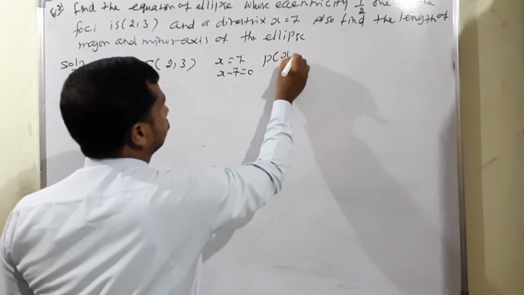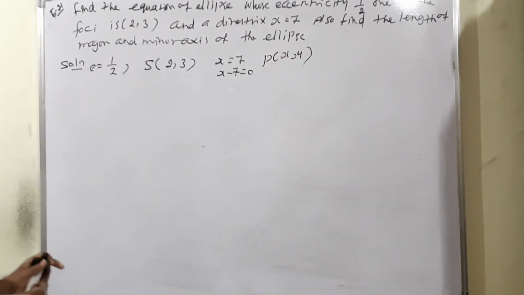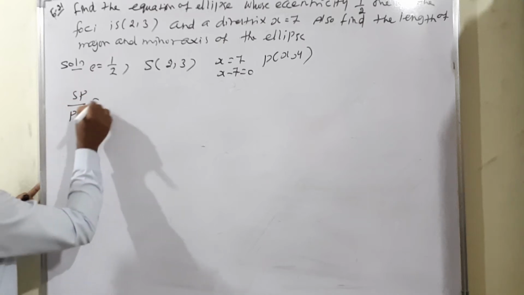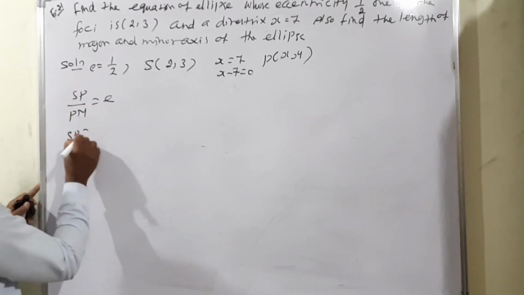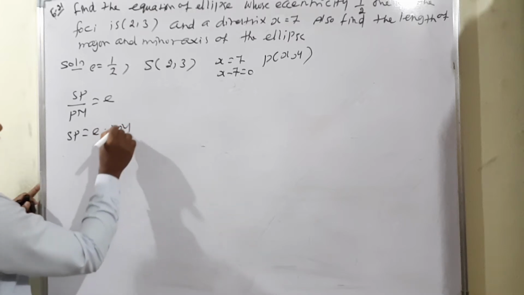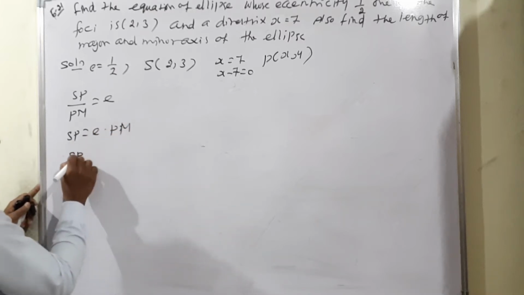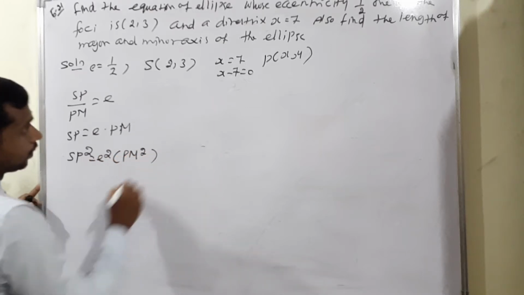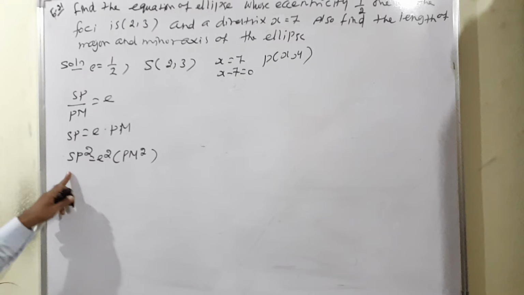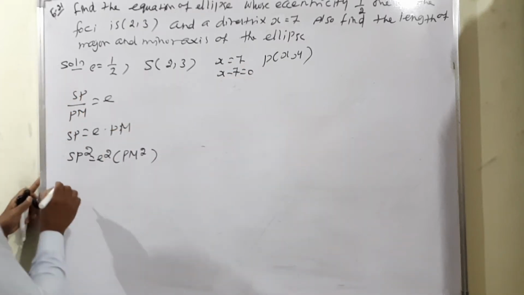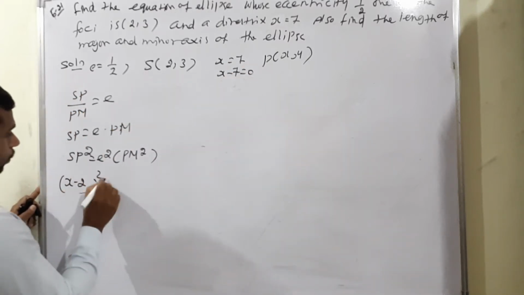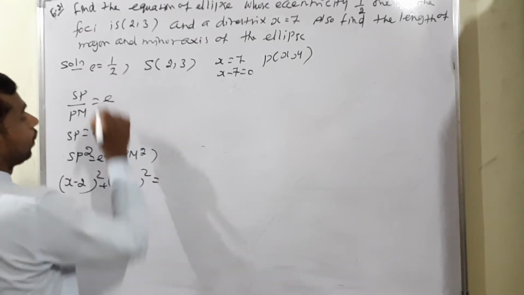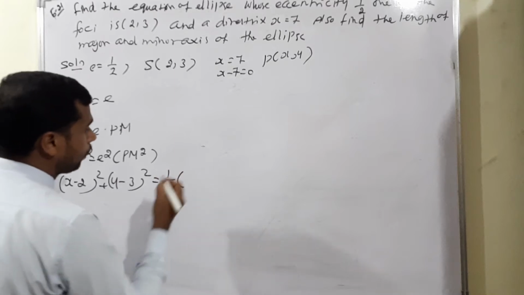Then consider a point (x, y). What is the general condition for an ellipse? SP divided by PM is equal to e. Therefore, SP is equal to e into PM. Squaring on both sides, SP square is equal to e square into PM square. Now, SP square is the distance between S and P, so we can write (x minus 2) the whole square plus (y minus 3) the whole square is equal to e square, which is (1 by 2) the whole square, that is 1 by 4.